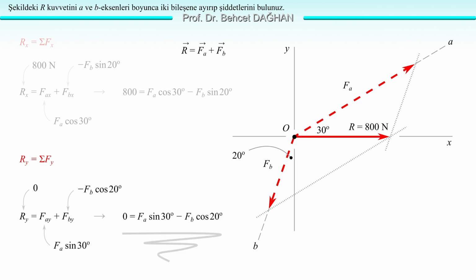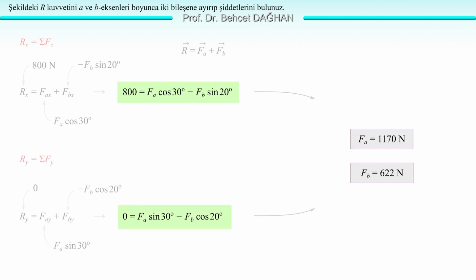The left-hand side is 0. 0 equals Fa sine 30, minus Fb cosine 20 degrees. This is the second equation. We now have two equations for two unknowns. By solving these equations together, we can find the two unknowns we're looking for. From these two equations, we obtain Fa equals 1170 Newton, Fb equals 622 Newton. We can find this result by solving these equations together.